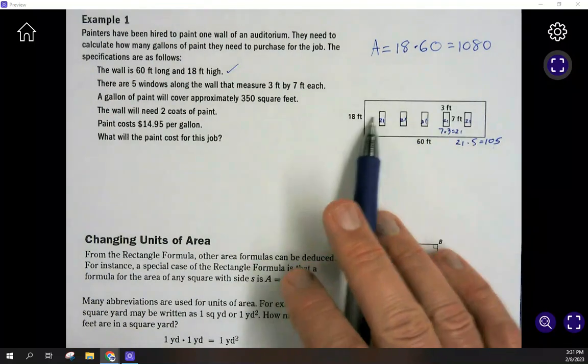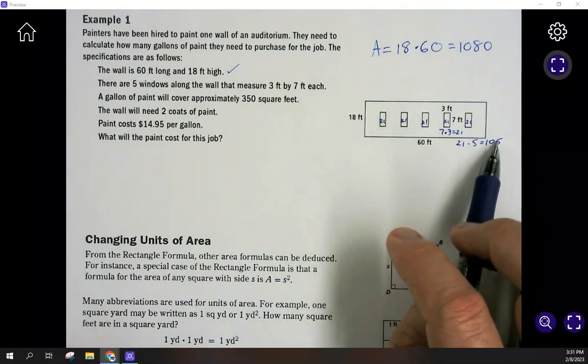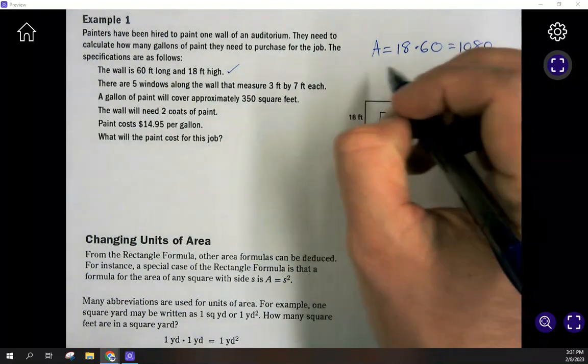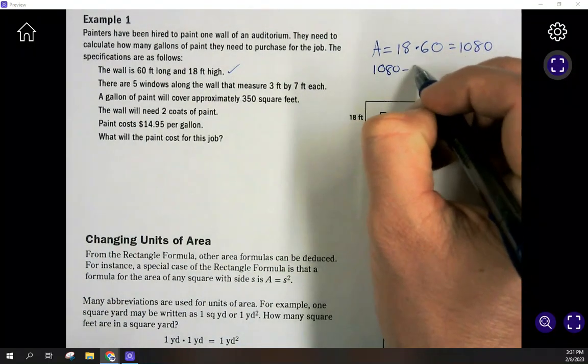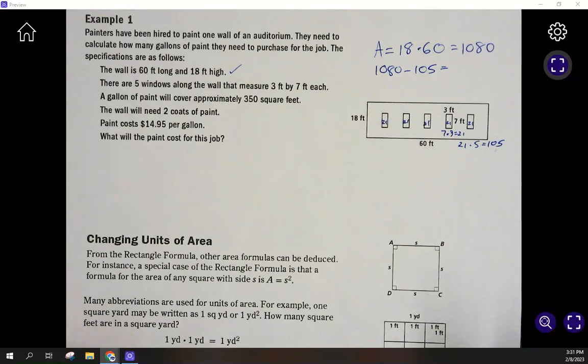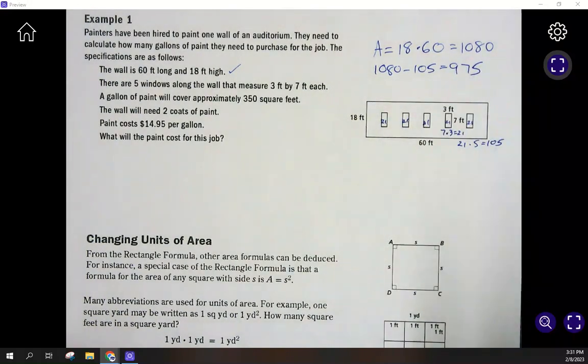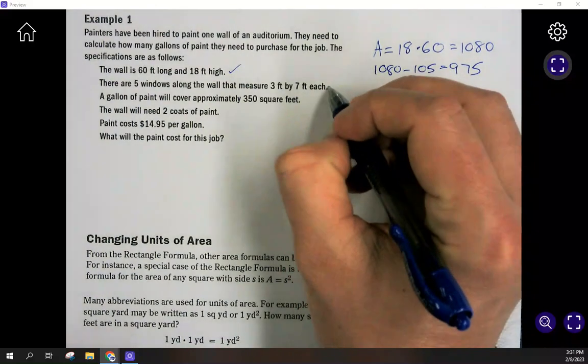So if they did not exist and you were going to paint this wall, there's 1,080 square feet. We're going to take off the space that the windows take up because we don't have to paint that. So that's going to leave us 975 square feet that we need to paint.